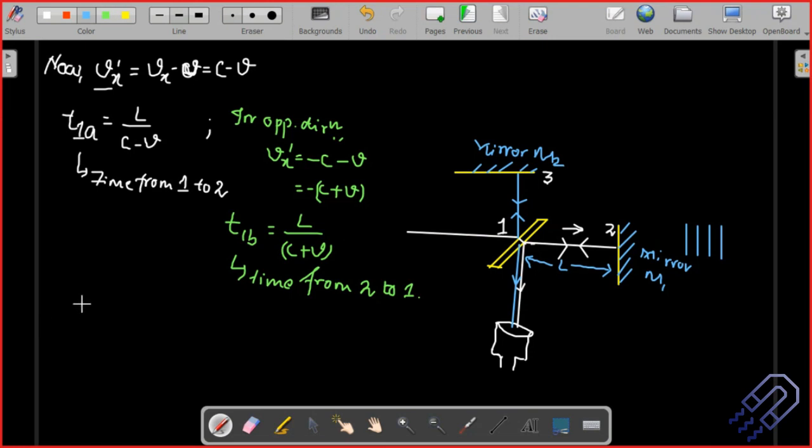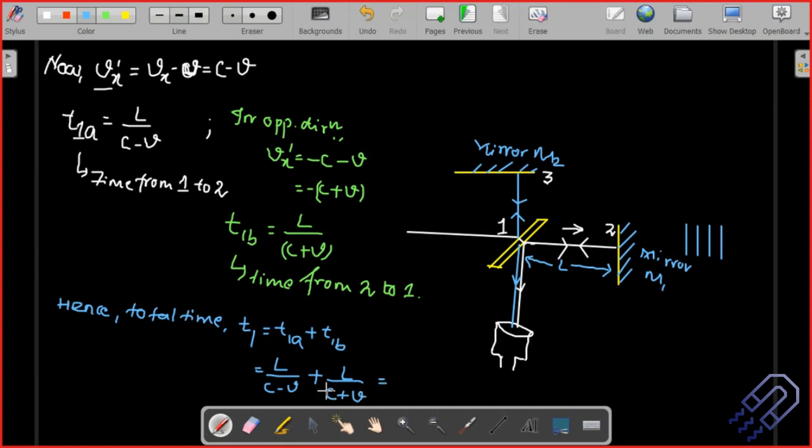Okay, so what we can do now is we can find out the total time. So how much time did the light travel from the glass plate to the mirror, and came back? Okay, how much time did it take? And that is basically mentioned as the total time. So what we can say is, hence, total time T1 is equal to T1A plus T1B. So we're just going to add them up. Okay, and if we do that, I don't think it's a simple algebra. L divided by c minus v plus L divided by c plus v.